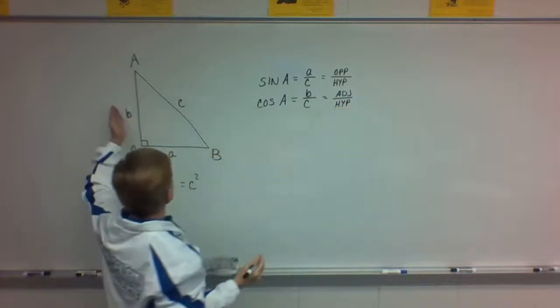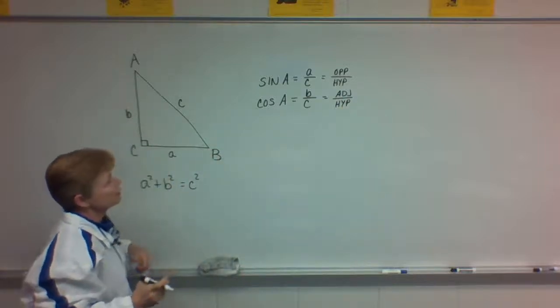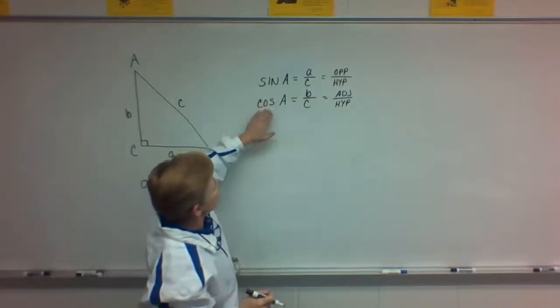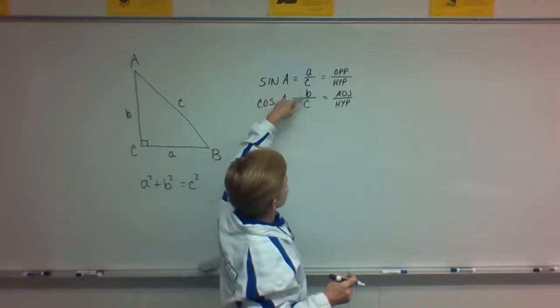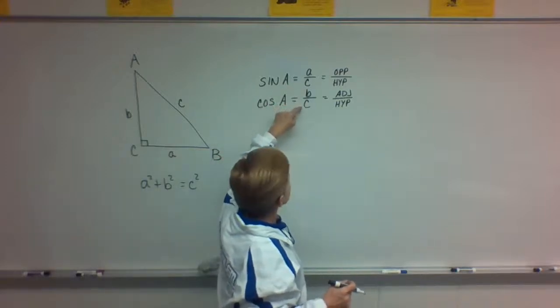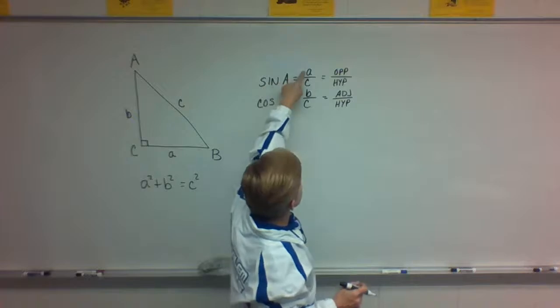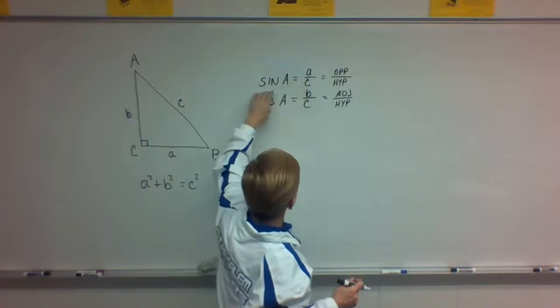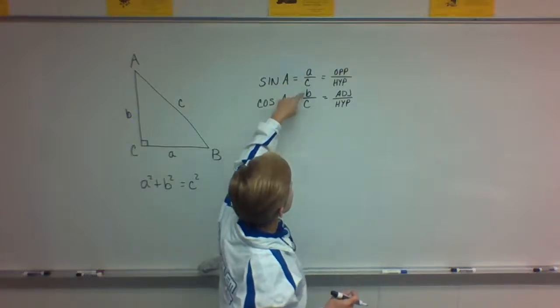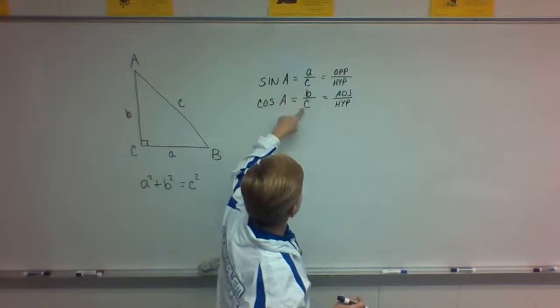So the adjacent leg over the hypotenuse is cosine. Anything that seems to have the word sine in it has a hypotenuse for the denominator. When it's actually sine, it's the opposite side over hypotenuse. When it's cosine, it's the adjacent side over the hypotenuse.